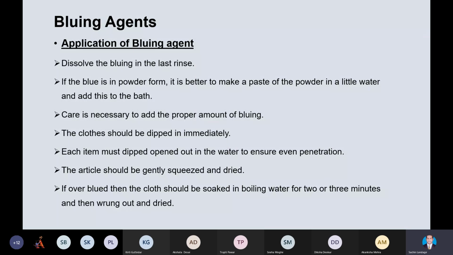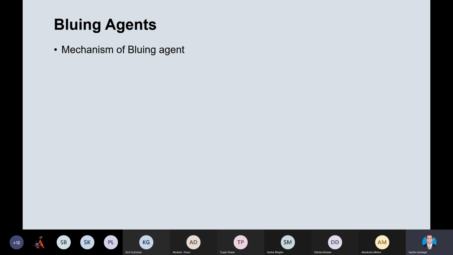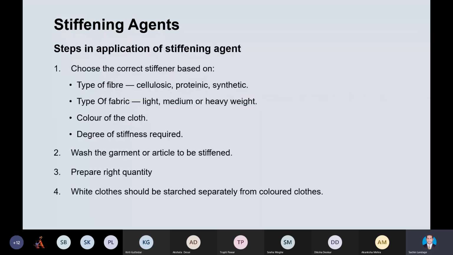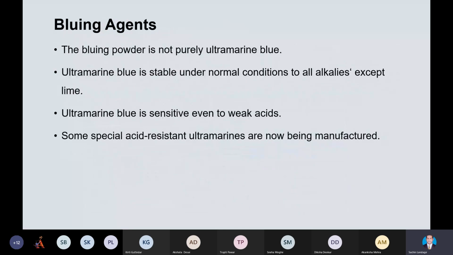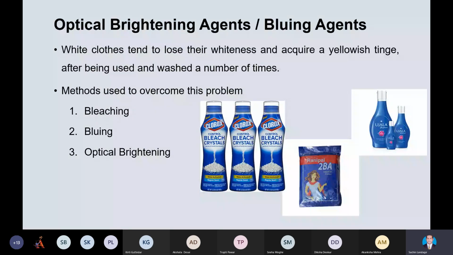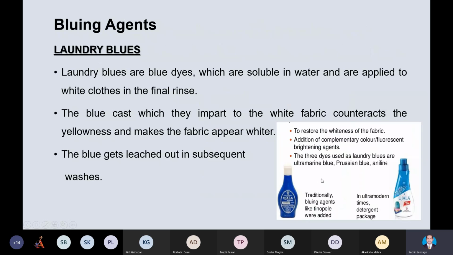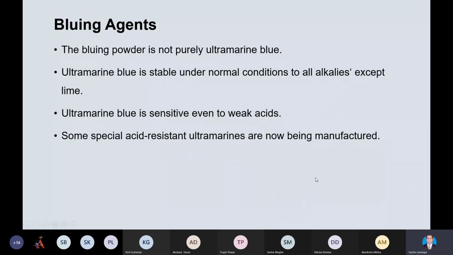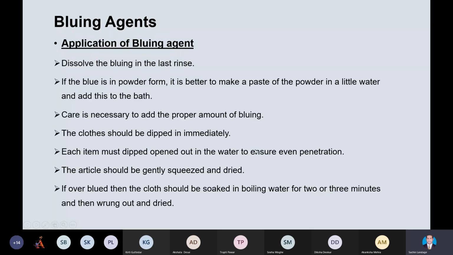Now see, whenever we are going to apply the bluing agent, as I told you, we can have it in powder form, and we can also have it in liquid form. Likewise, whatever optical brightening or bluing agents we are going to get, this is OB80. We are going to have the bluing agent in powder form also. These two represent the liquid form. But if you got the powder form, how to proceed?